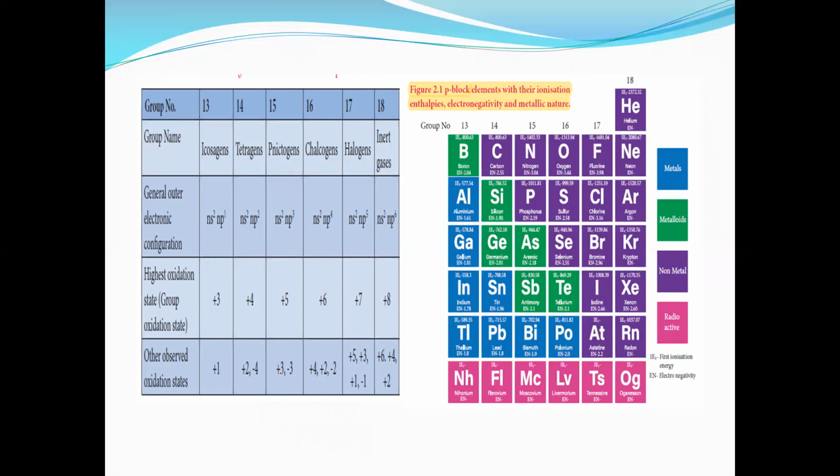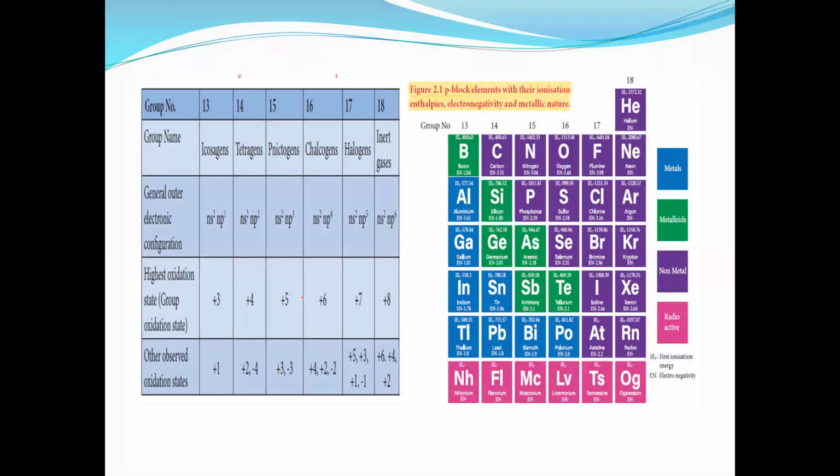For example, take boron. The boron electronic configuration is 1s2, 2s2, 2p1. It is possible to release those 3 electrons in a chemical reaction, so it is the +3 oxidation state. Take carbon. The carbon electronic configuration is 1s2, 2s2, 2p2. In a chemical reaction, it releases its 4 valence electrons, so it is in the +4 oxidation state.